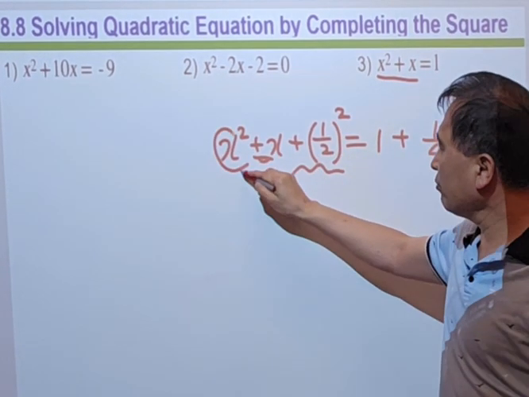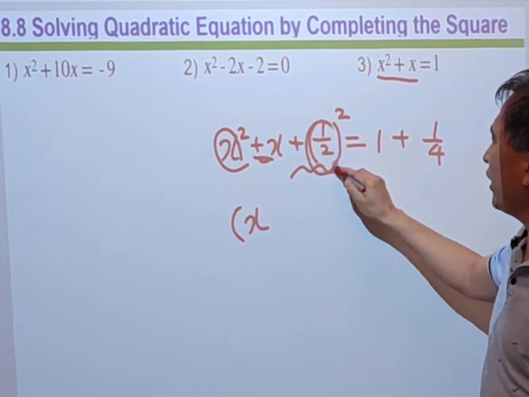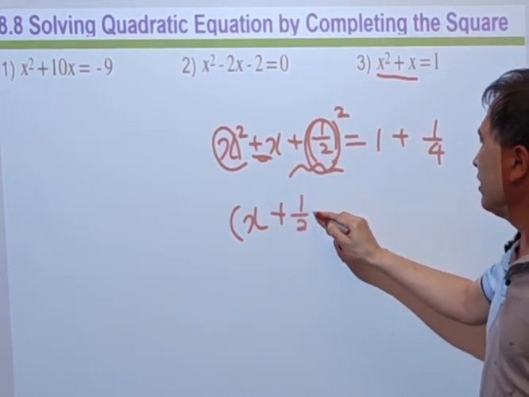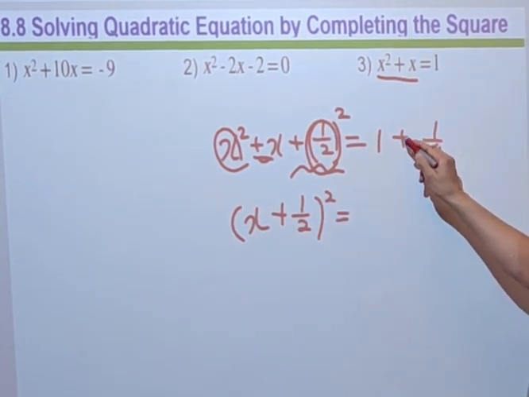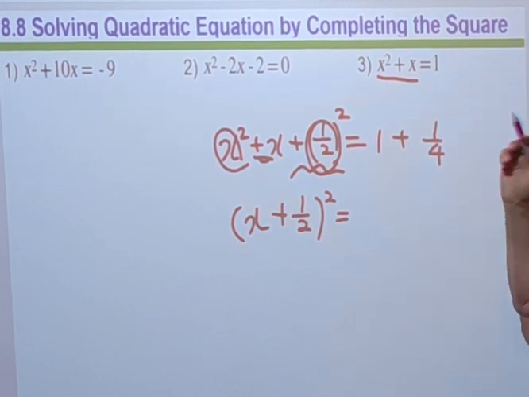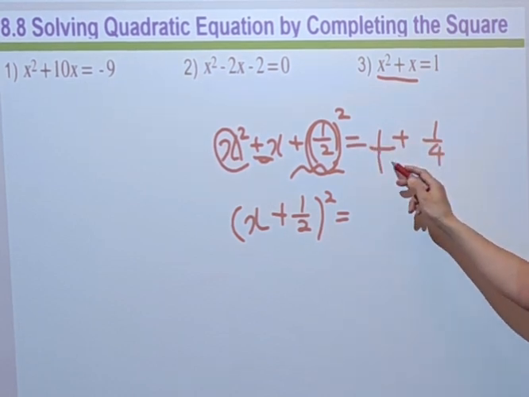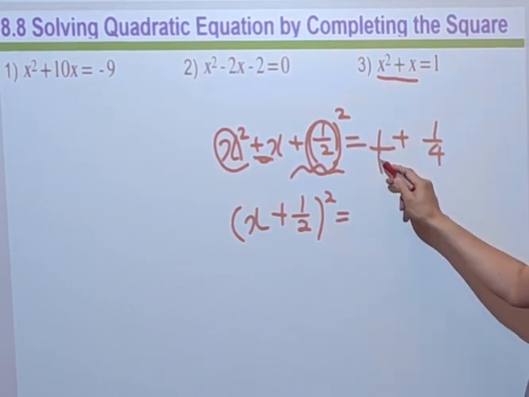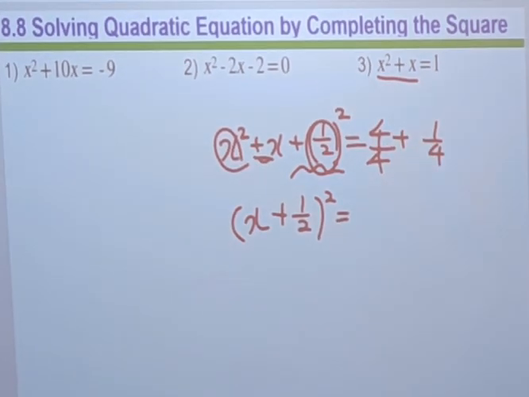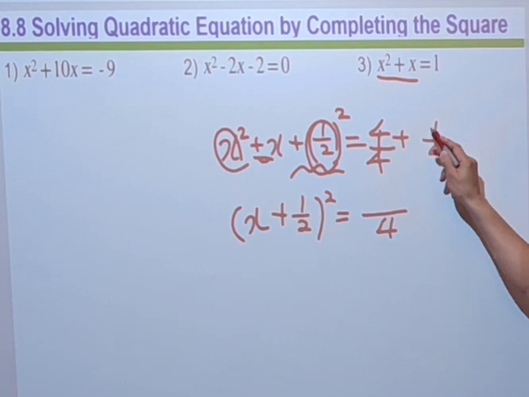So that means x comes from here, and then 1/2 comes from here, so (x plus 1/2) squared. But you need to add this one: 1 is 1 over 1, which to make the same base, you multiply by 4, so that's 4 over 4. If you add with the same base, 4 plus 1, that's 5 over 4, right?